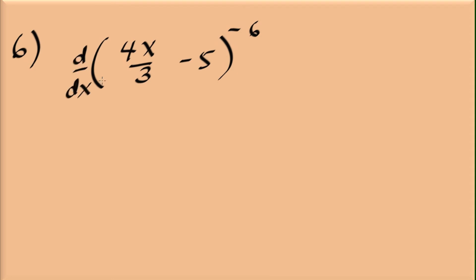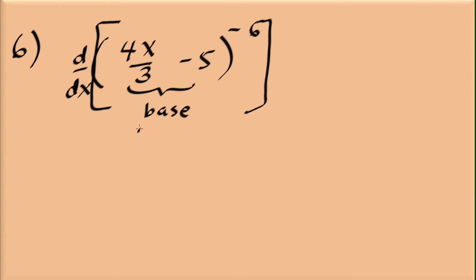All right, number 6. Okay, let's say you have 4x over 3 minus 5, but we're going to raise this to a negative exponent. So what is the derivative? Let me enclose it, okay? So what is the derivative of this using the chain rule, because again, our base, I will keep on emphasizing, is not plain x or not simple x. That's why we're using the chain rule, okay?